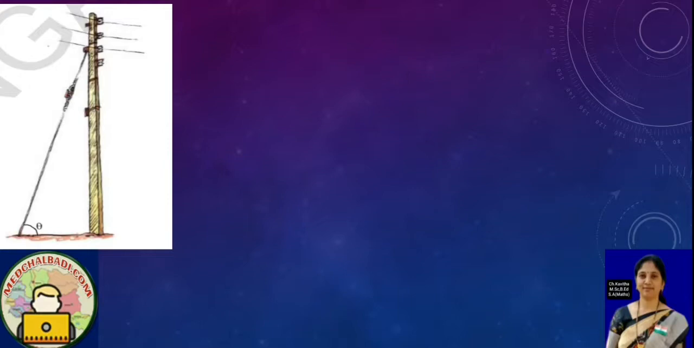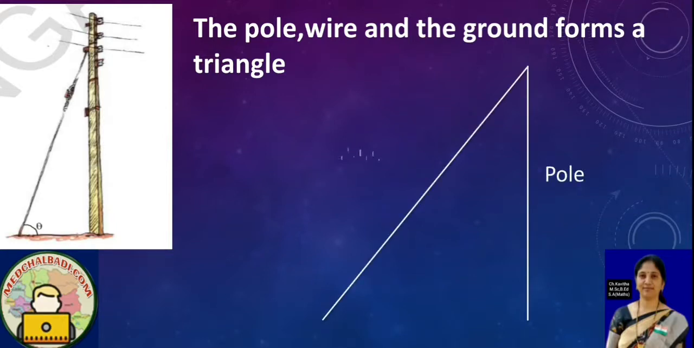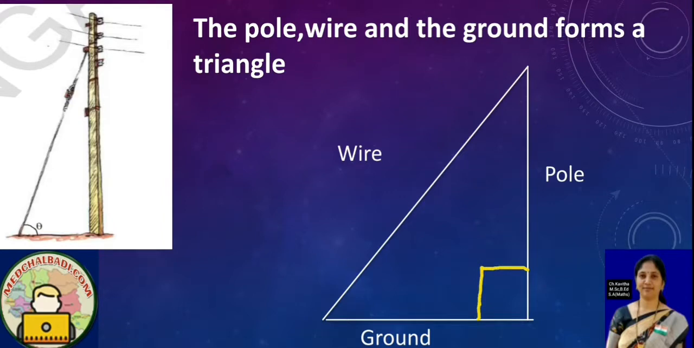Generally, these electric poles are erected by using a metal wire. Here, the pole, wire, and the ground form a triangle. Let's assume this line indicates the pole, this is the wire, and this line indicates the ground. Clearly the pole is erected at a 90 degrees angle with the ground. That means poles are generally erected perpendicular to the ground. So here we get the right angle, and the wire makes some angle to the ground. Let that angle be theta.